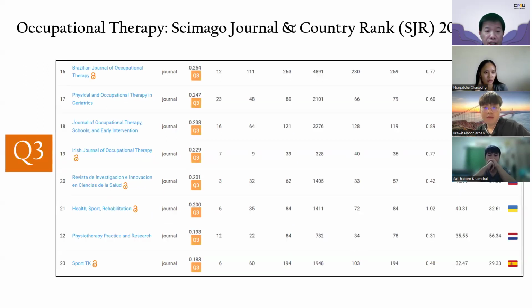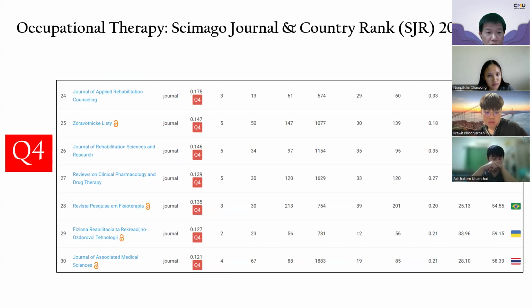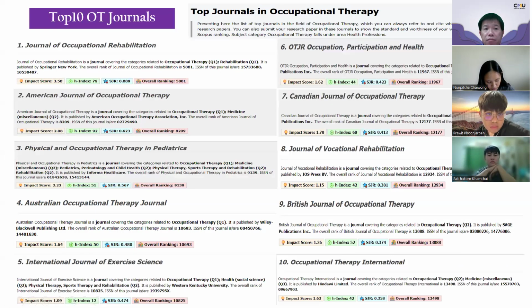This is OT, until the very new Brazilian journal. In the previous time they had quartile 4. This year, quartile 3. Okay. Health, Sport, and Rehab. Now you can see another journal from Iceland. And the Journal of Associated Medical Sciences, or JAMS. Or you can find in another way. You can see the citation index, CiteScore or impact score, H-index. It helps you sometimes in the future.